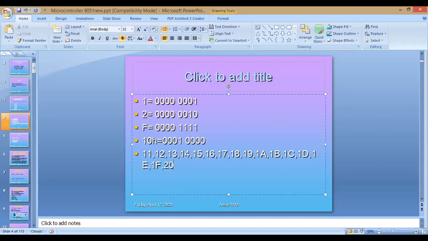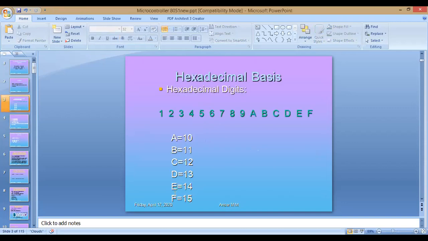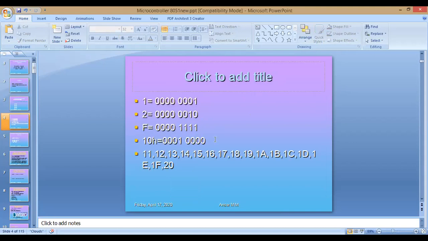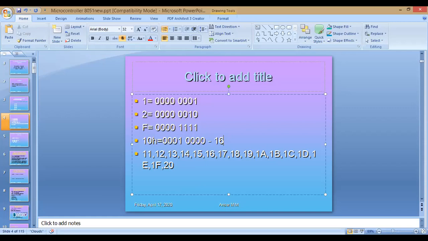So the hexadecimal number 20 is not equivalent to the decimal number 20. Or if you take the hexadecimal number 10, it is not equivalent to the decimal number 10. F corresponds to the decimal number 15. So this 10 is equivalent to the number 16. The hexadecimal 10 is equivalent to the number 16 in decimal.